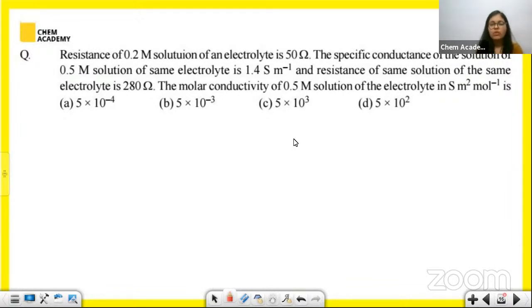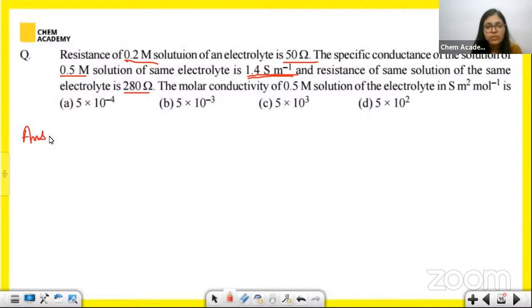Okay, so we have been given a 0.2 molar solution and its resistance. Now we have been given another solution of 0.5 molar, and its resistance. We have been given kappa, the specific conductance. And what do we have to calculate? The molar conductivity of the 0.5 molar solution of the electrolyte in Siemens meter square mole inverse. Now let us see how we will do this question.